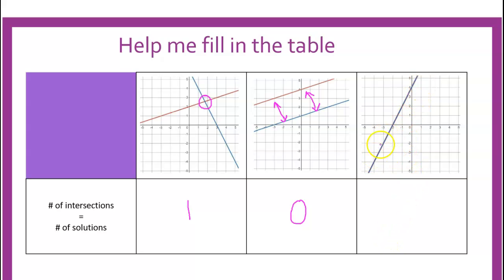And finally, over here, this is a little bit hard to see, but there's a red line and a blue line right over the top of each other. How many solutions are there here? This will be infinite, an infinite number of solutions, or we could write out the words infinite number of solutions.